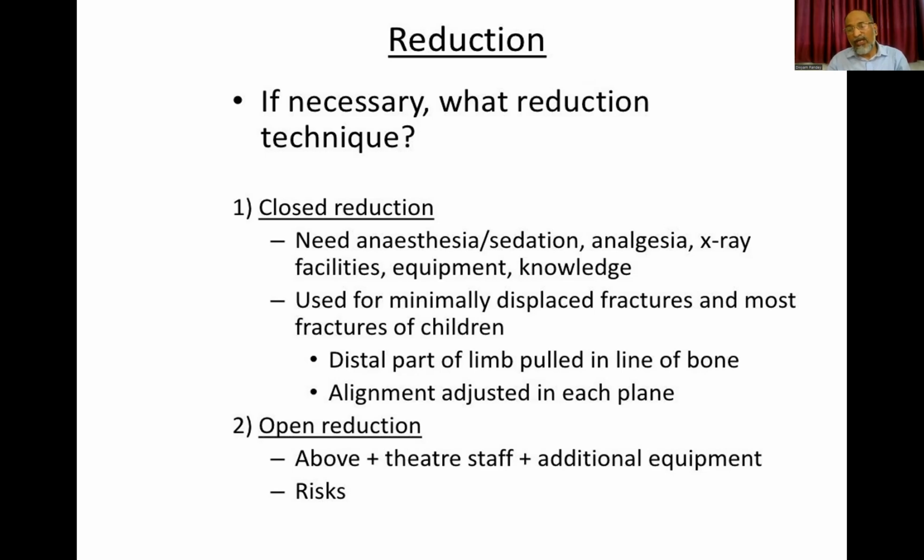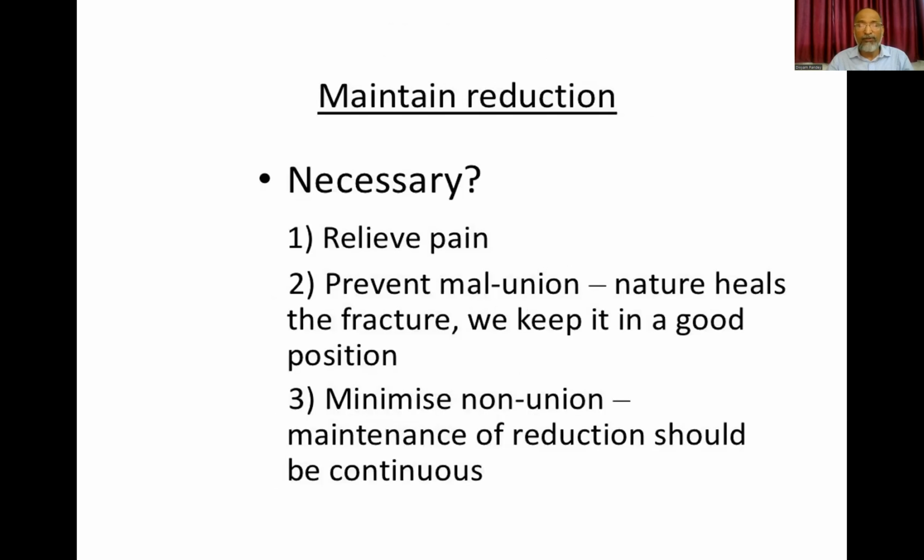Then sometimes you have to go for an open reduction because there is some kind of interposition of the soft tissue within the fracture surfaces. This can be done by opening the fracture site, removing the soft tissue interposition and reducing it, and then maintaining it by means of either an external fixator in an open fracture, or a definitive fixation by means of a nail or a plate. The risk is there of infection and injury to the adjoining neurovascular structures, but in good hands, it should not happen.